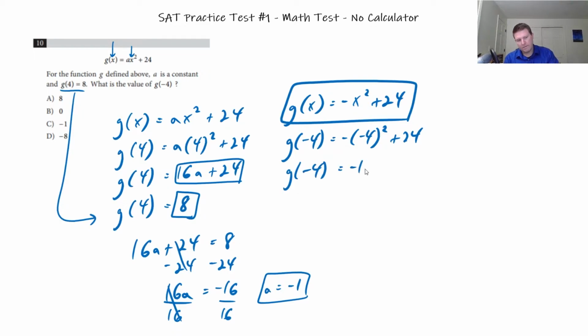And then you get negative. This is positive 16, so it's like negative 1 times positive 16. So you end up with negative 16 plus 24. And you'll end up getting positive 8 for this.